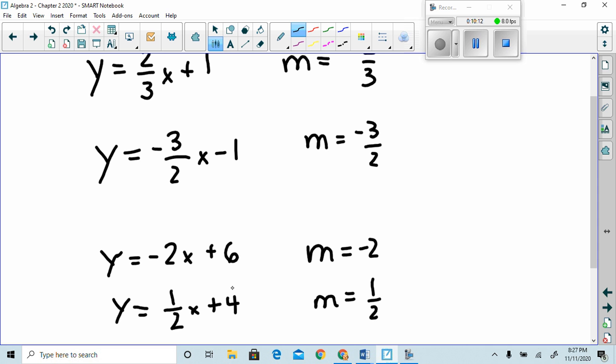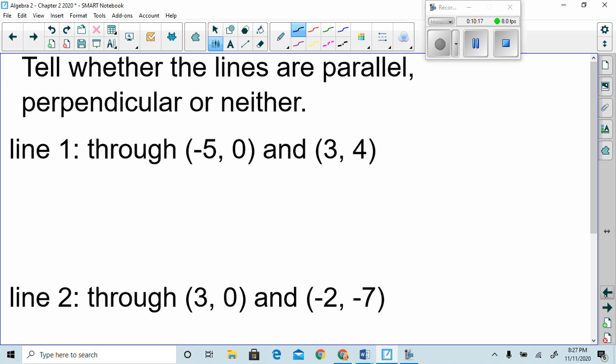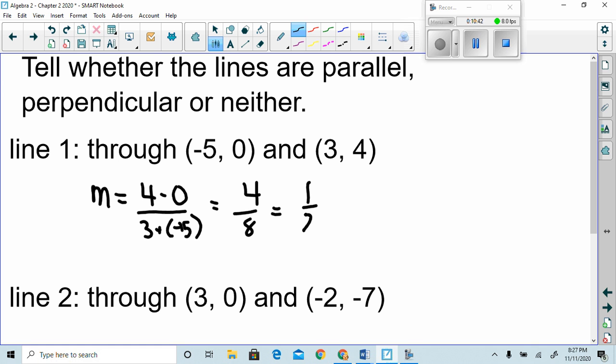So we're going to be looking at some equations, and we're going to decide whether they are parallel, perpendicular, or neither. So what do we need to do? We first need to find the slope on these problems. So let's first calculate slope. M equals 4 minus 0 over 3 minus negative 5. Again, I simplify and I get 4 over 8, or 1/2. So now if the second one is 1/2, then those lines will be parallel.